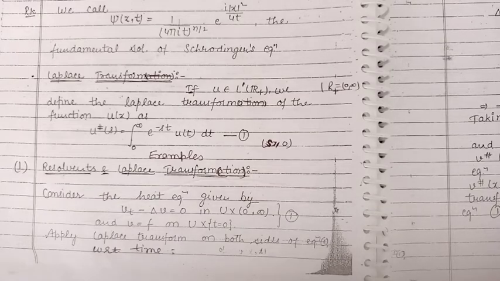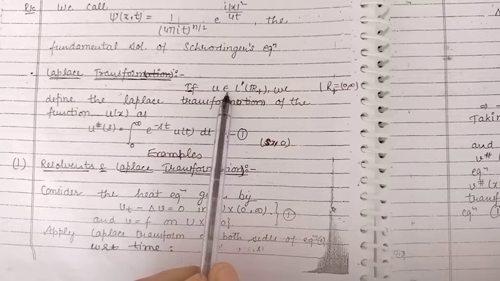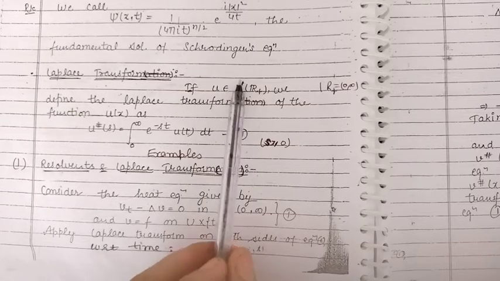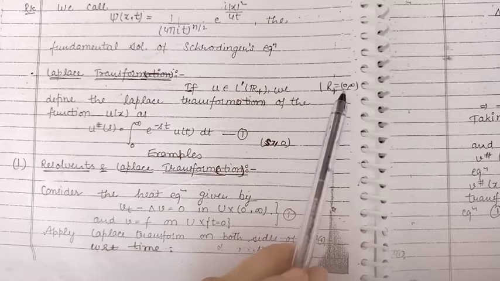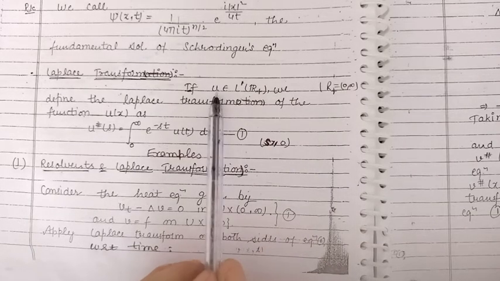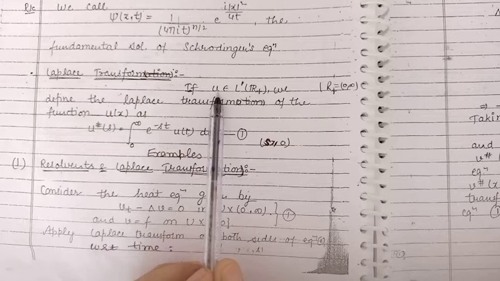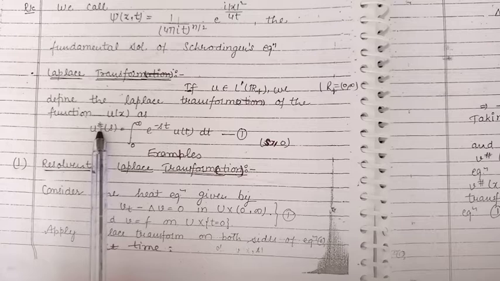So first of all, let us define the Laplace transform for a function u belonging to the function space L1(R plus). Here R plus denotes the positive real line, meaning the open interval 0 to infinity. For such a function u, the Laplace transform is denoted by u hash.